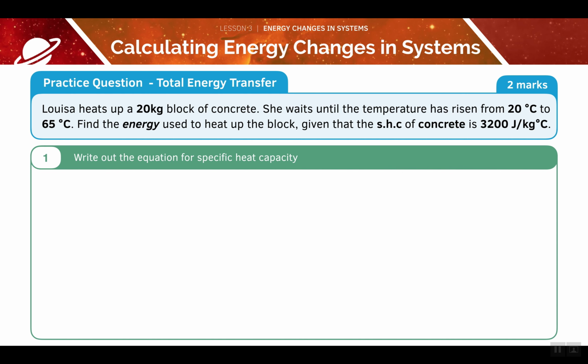First, we need to write out the equation for specific heat capacity. As we've just seen, this will be delta E is equal to mc delta T.